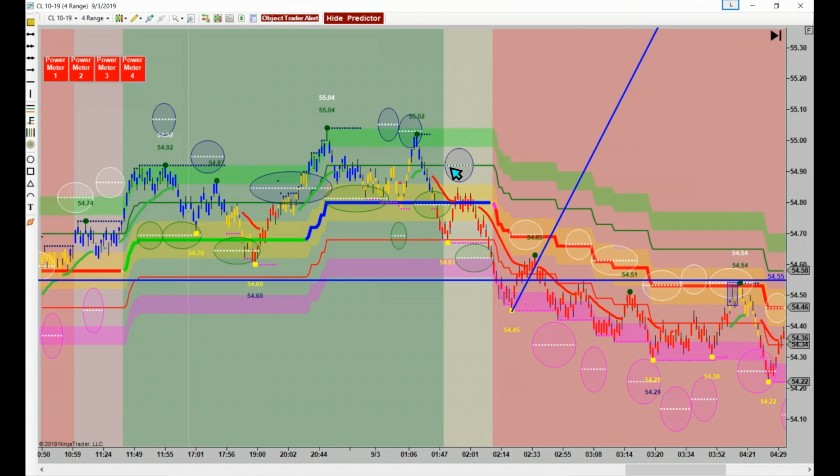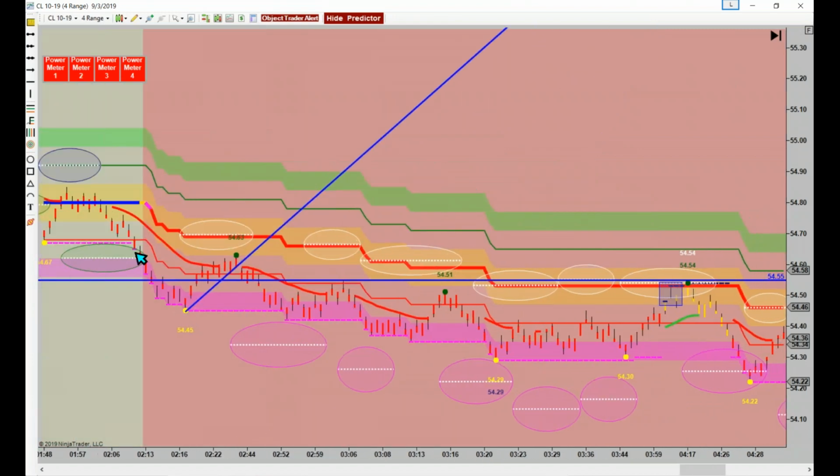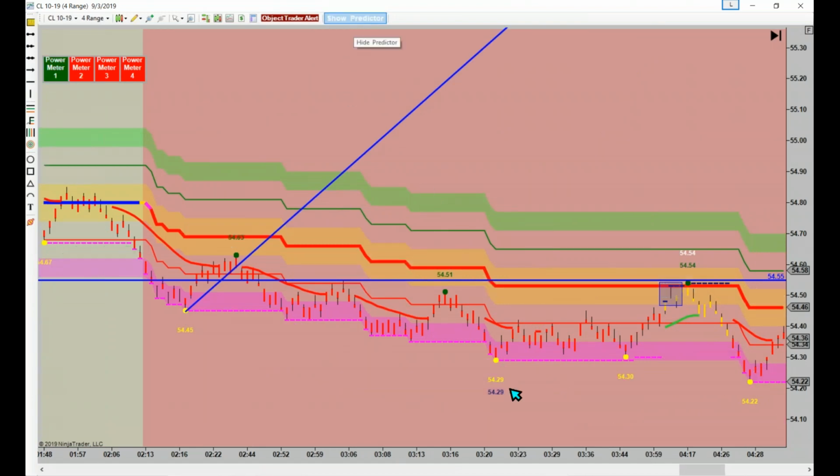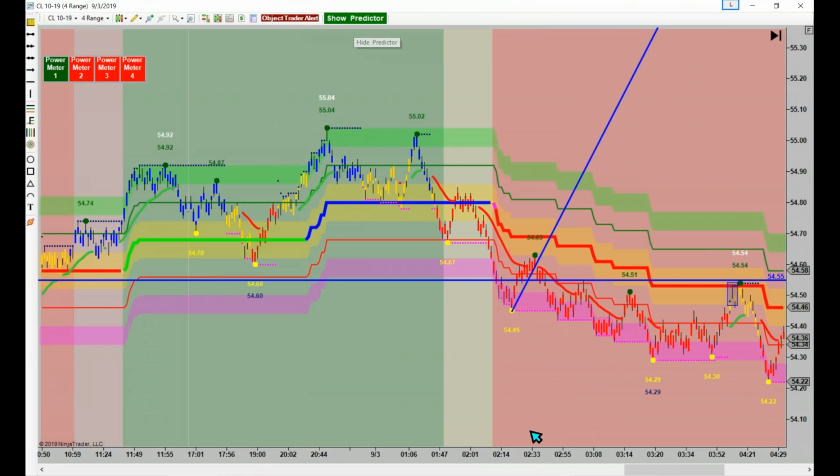That's this little... it's the middle of the predictor. Let me take the predictor off and you won't see that. That's just the middle of a swing inside that predictor. Okay, so let's say you got that trade right then, all right?